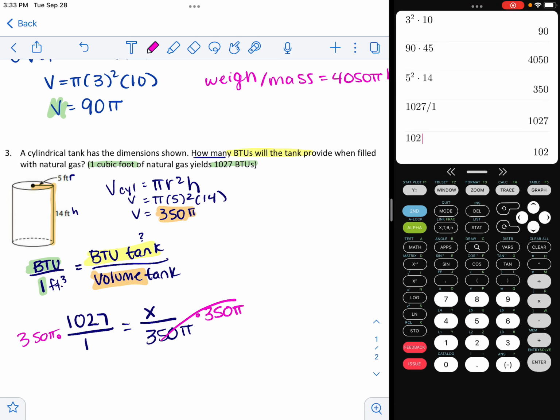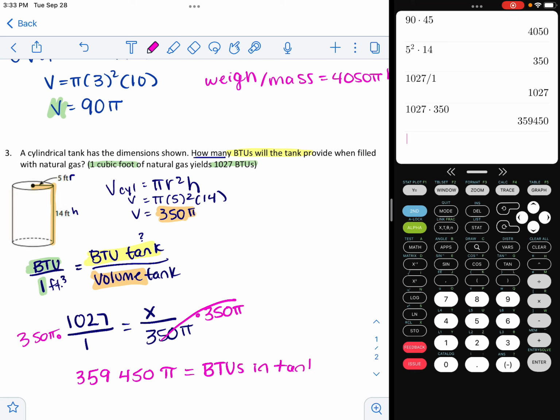So now I'm going to do 1027 times 350 equals 359,450, bring down the pi. And this is the BTUs in the tank.